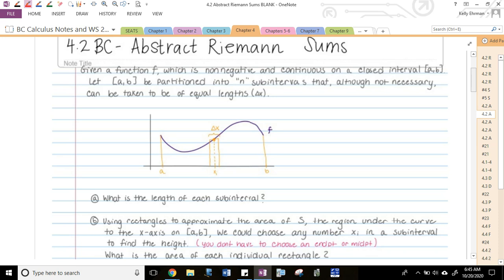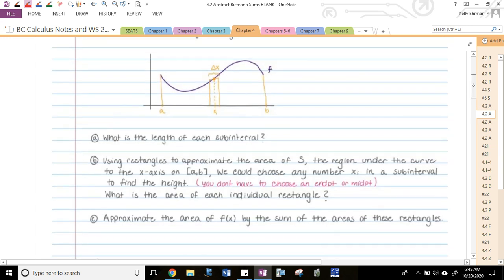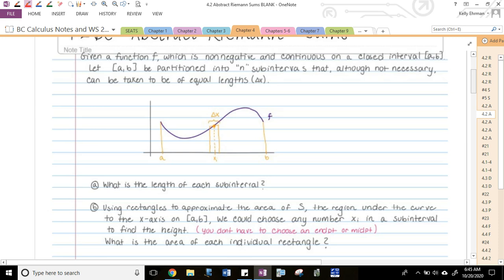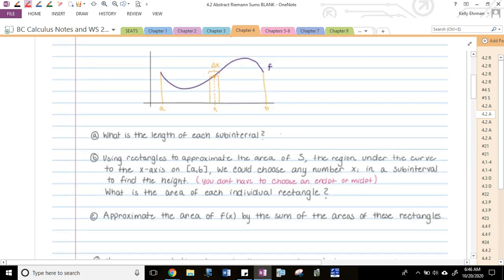So we've had different problems where delta x is the same. We've had other problems where they give us a table usually, and delta x changes from piece to piece. So what is the length of each subinterval? That's asking what is the little formula for delta x. So delta x in general should be b minus a divided by however many subintervals you want.